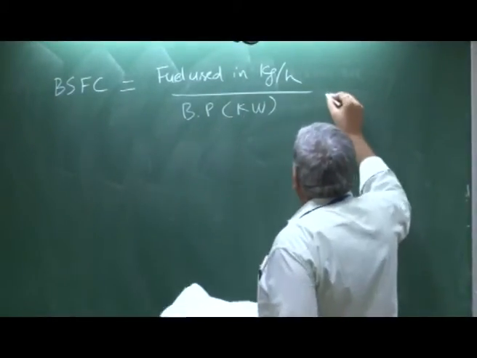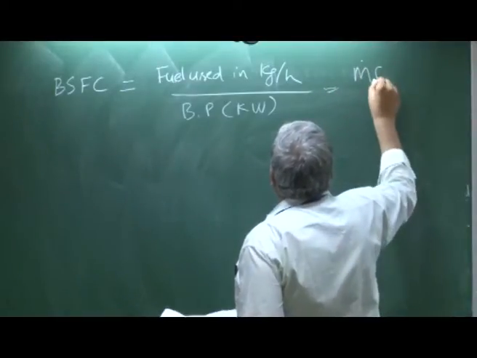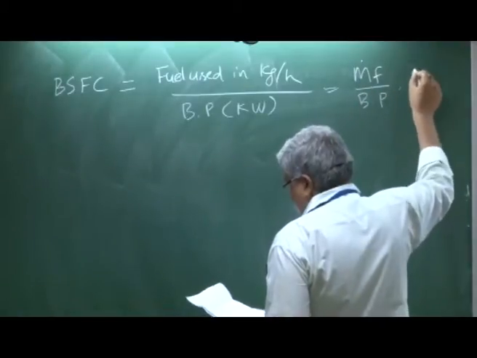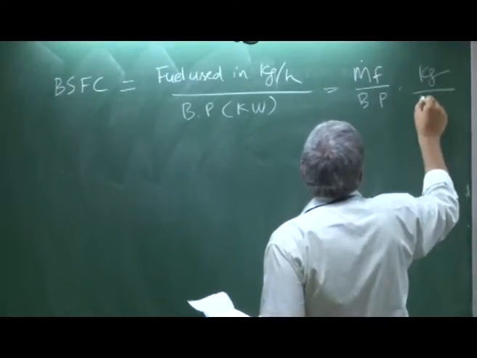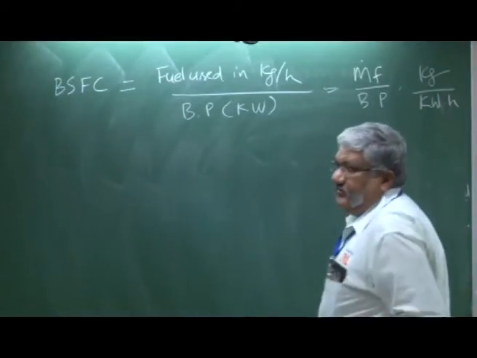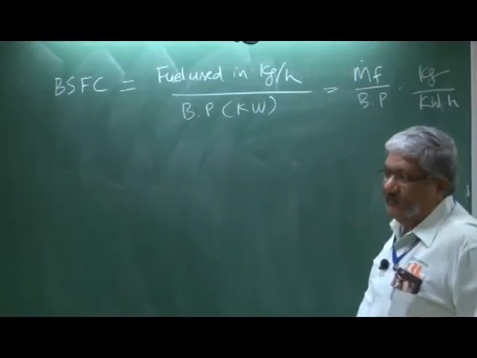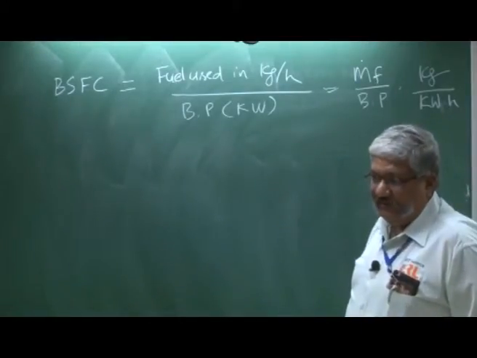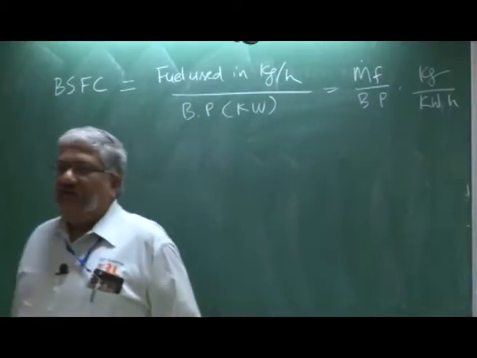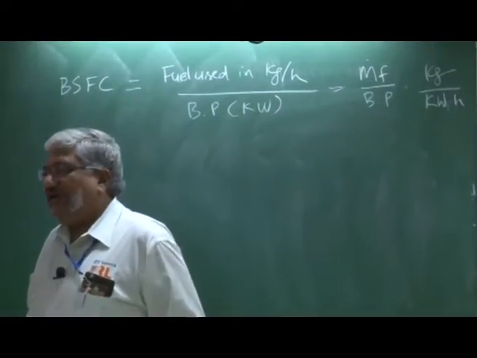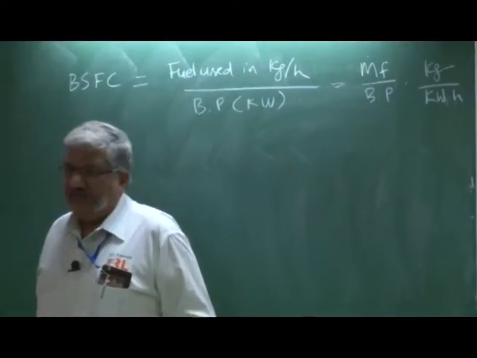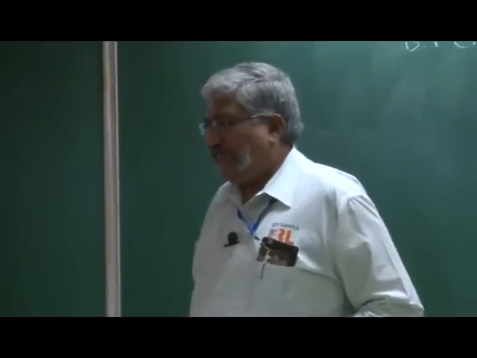So this is mf dot and this is brake power, and the units will be kilograms per kilowatt hour. That's the unit. You can put it grams per kilowatt hour or kilograms per kilowatt hour. Very efficient diesel engines consume about 220, 230 grams per kilowatt hour. Efficient ones. And of course, inefficient ones can be 300, 350.